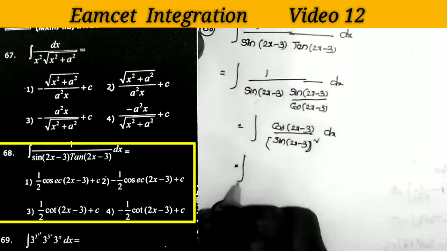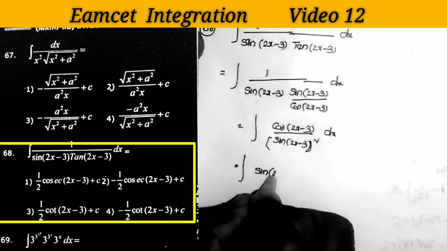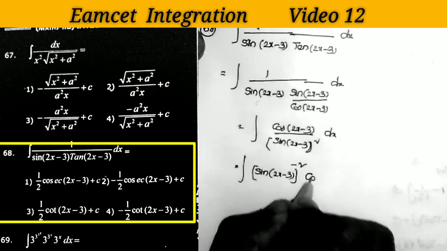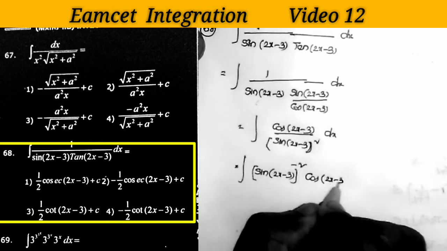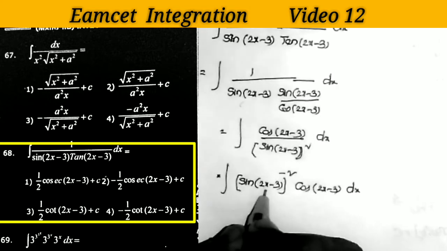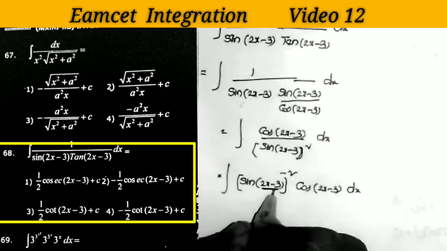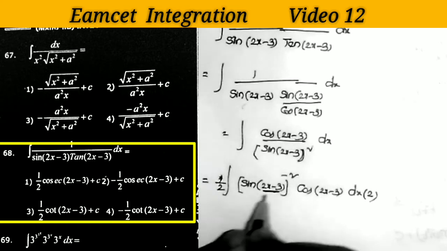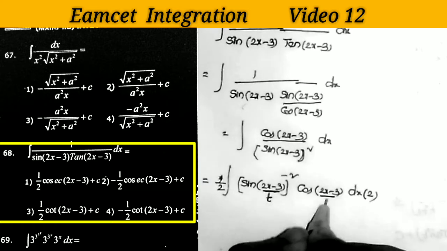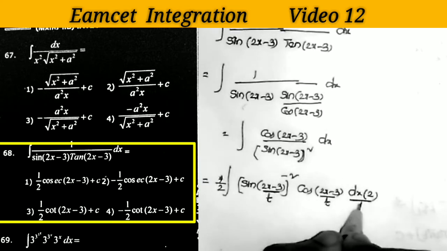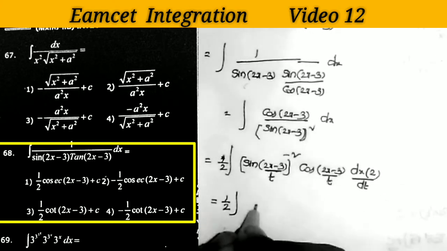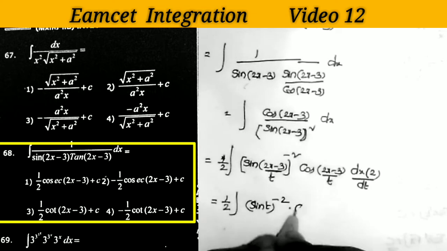Now this is integral of sin(2x minus 3) power minus 2, writing the value in the numerator, into cos(2x minus 3) dx. What is the derivative of 2x minus 3? It is 2 dx. So applying 1 by 2 into 2, and taking 2x minus 3 equal to t, 2 dx becomes dt. Now the question becomes 1 by 2 integral sin t power minus 2 into cos t dt.